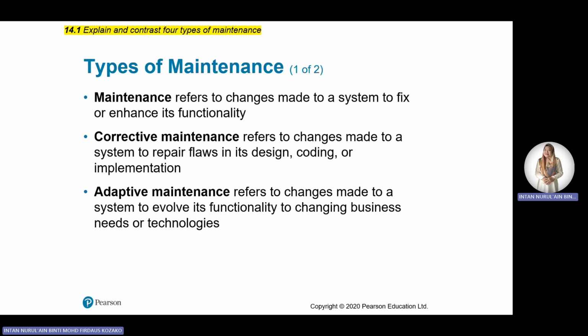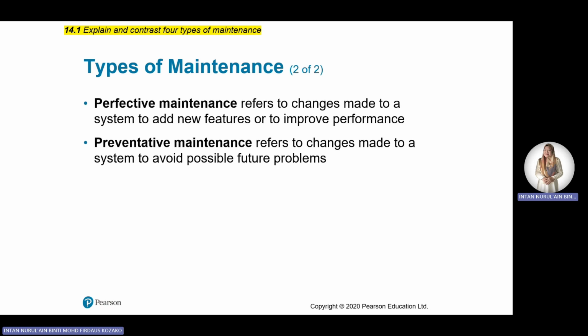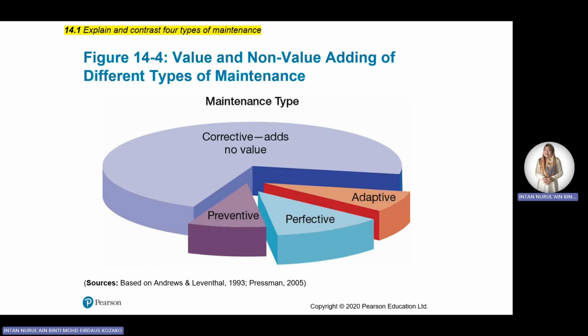For example, now we are using the latest version of the system, while your system is an old system. So you have to update your apps so that they are compatible with the current system. Perfective maintenance is adding new features or improving system performance, whereas preventive maintenance is making changes to avoid future problems. Based on the 4 types of maintenance, we can see here that corrective gives more value to the organisation in doing the maintenance.